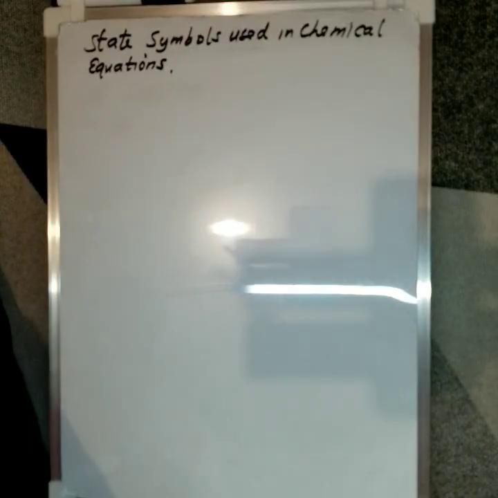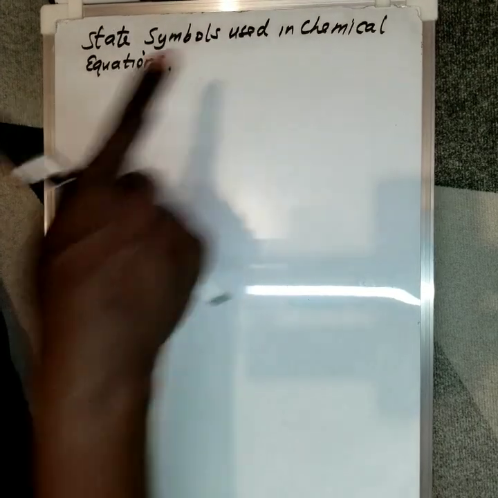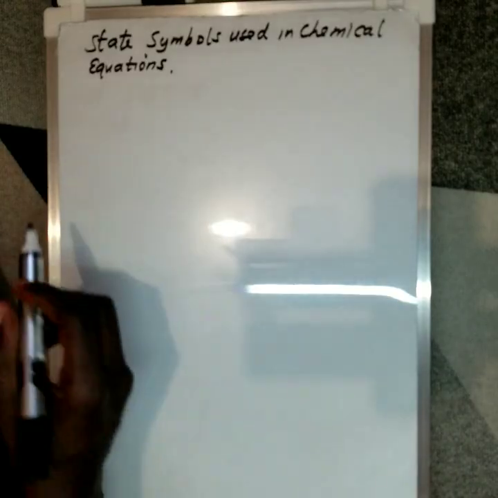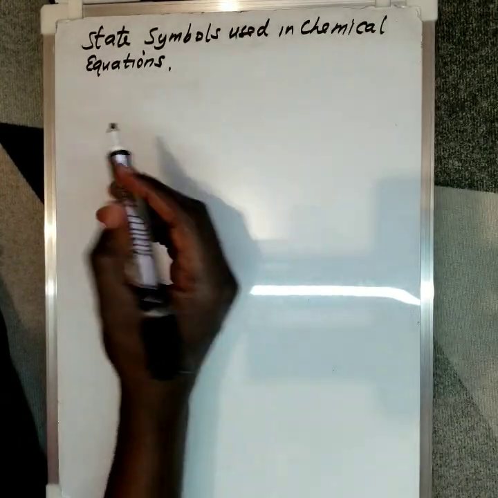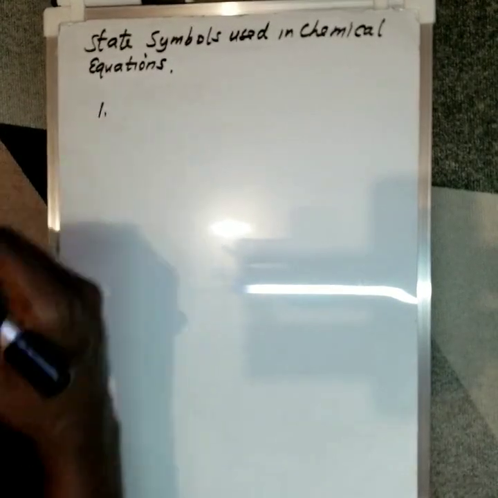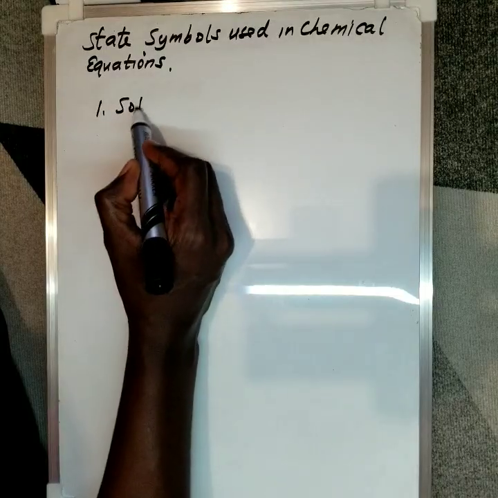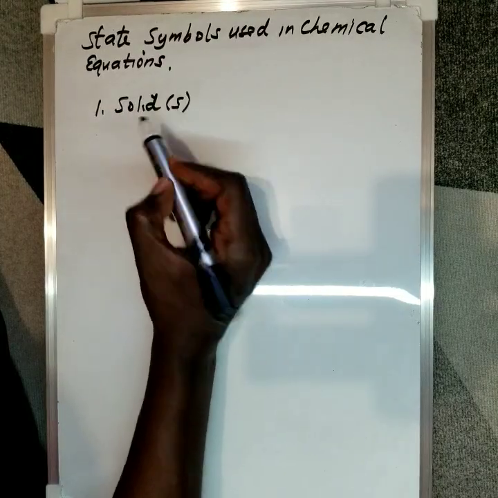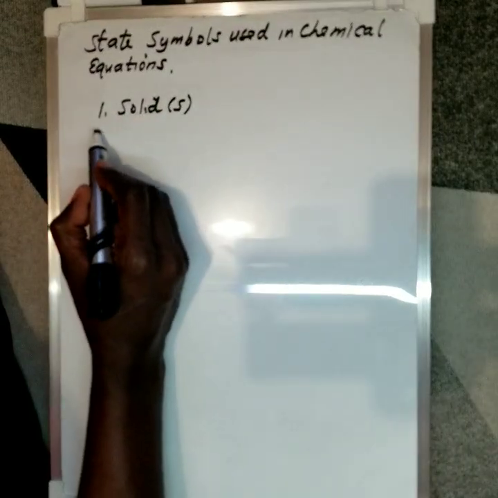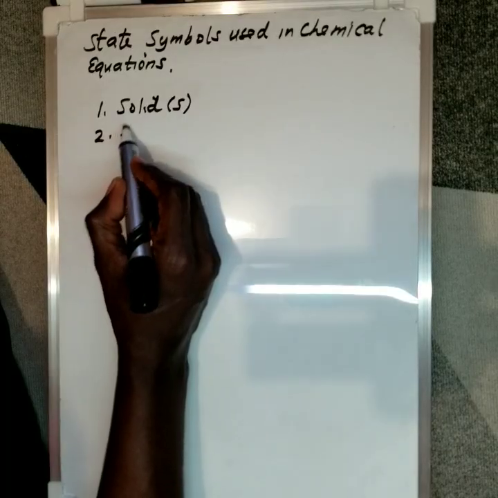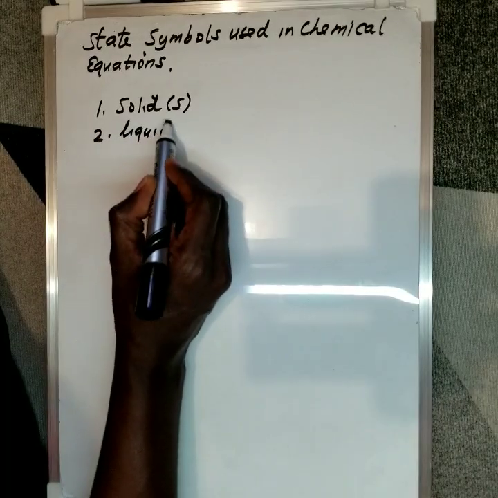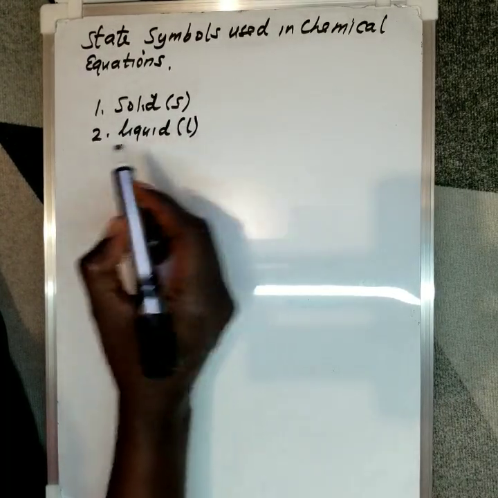So in this video, I'm going to teach you about state symbols that are used when you are writing a chemical equation. Substances that we deal with in a chemical equation may simply be in solid state, so we simply use a small letter s. Other substances may be in liquid state. We use small letter l.